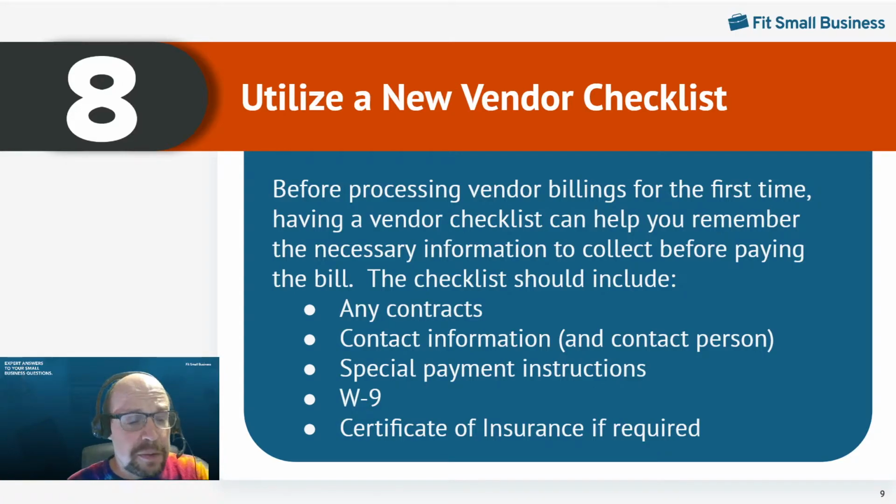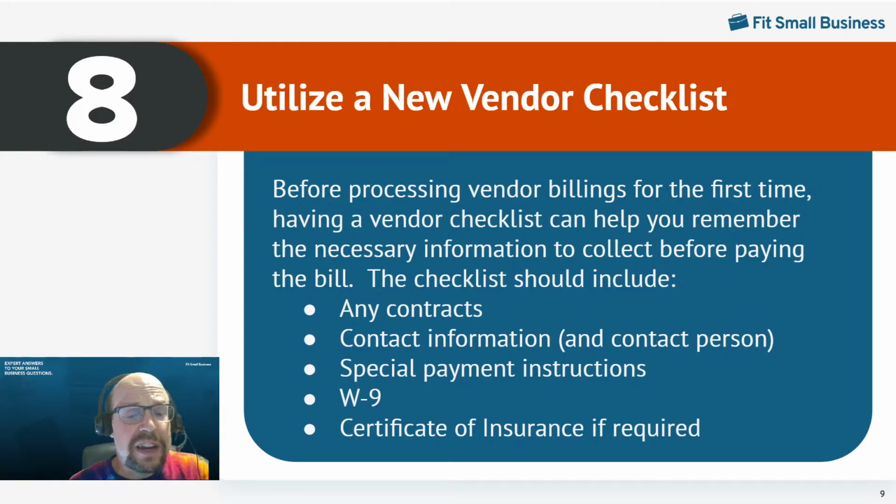Things that should be on your checklist: contracts, so make sure you get copies of any contracts; contact information, including a person; and any special payment instructions. Oftentimes vendors may make you go through some sort of accounts payable service they have, depending on their size. If they're a very, very large vendor, they often outsource their accounts payable, so you'll need to pay through that. Make sure you have all of that in your vendor file.